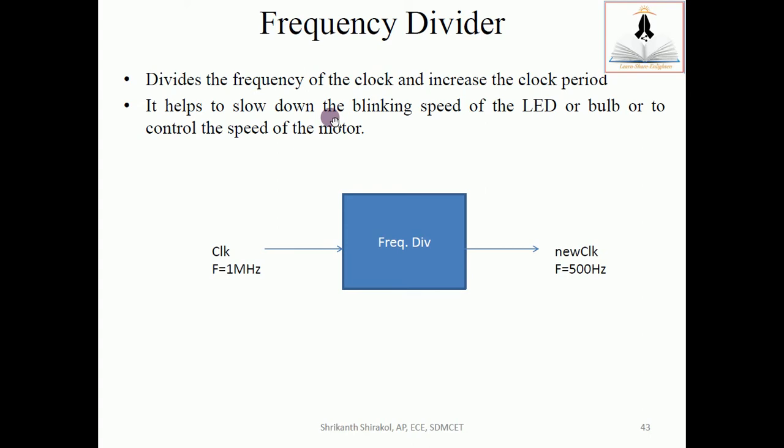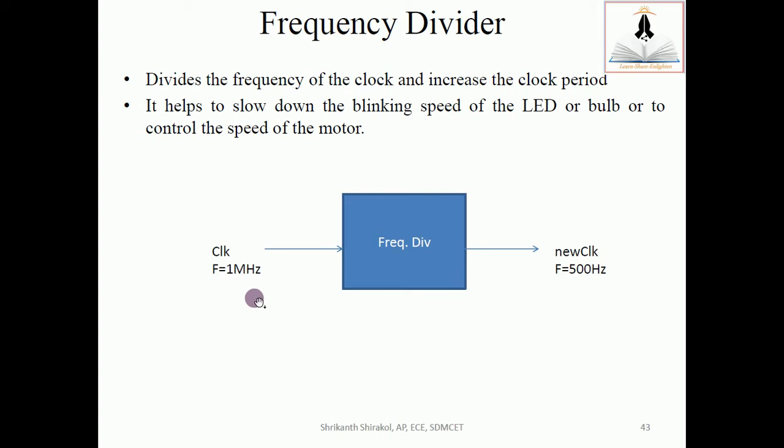So it helps to slow down the blinking speed of the LED or bulb, or to control the speed of the motor. It might be a stepper motor or anything. Normally FPGA kits come with a very high frequency in the range of 1 megahertz, 5 megahertz, or even 10 megahertz. So with this frequency, blinking of the LED or rotating the stepper motor is quite difficult.